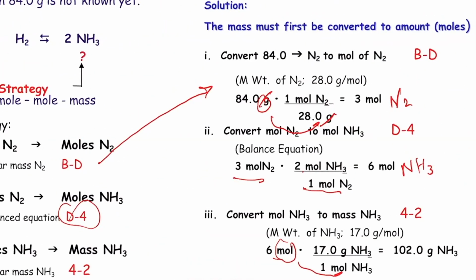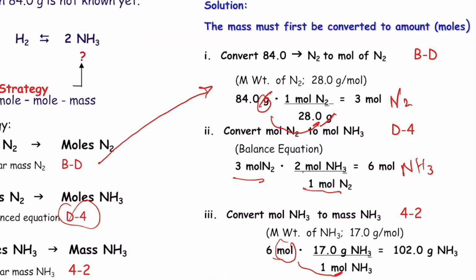So if you have 102, congratulations. You did a stoichiometry problem using dimensional analysis. That's the key, dimensional analysis. Okay. So let's go to a harder problem.